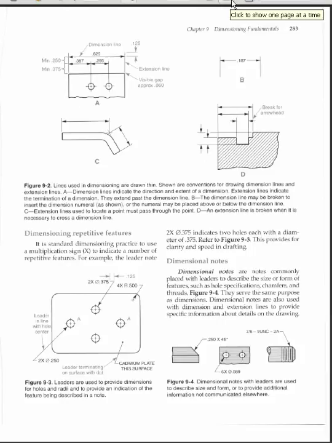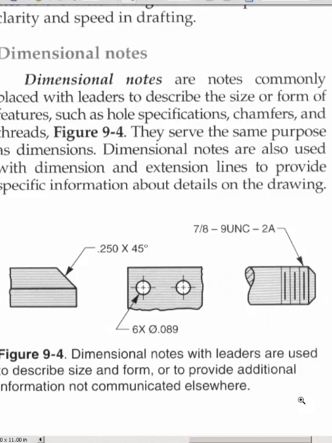Now we also look at dimensional notes, and figure 9.4, is it? Yeah, here we go. It points out the dimensional notes are used with leaders to describe size or form of features. It's not like a note, it's a dimensional note, which implies just basic information.